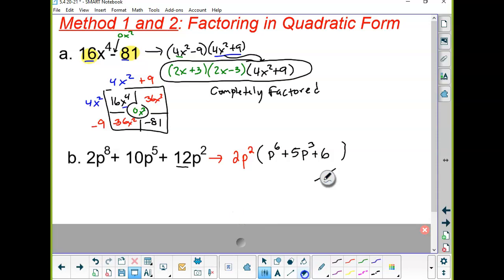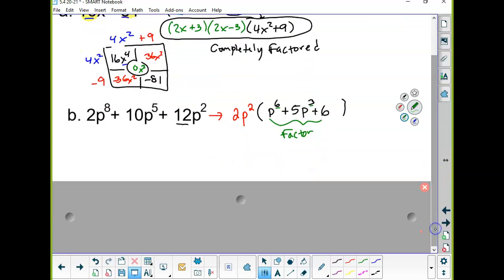Now, that red 2p squared is going to be part of my answer. My next goal is to factor what's left over. And this looks kind of weird too, doesn't it? We've got a 6, but I have exactly half of that exponent in the middle, which means, what if I try the box method again?